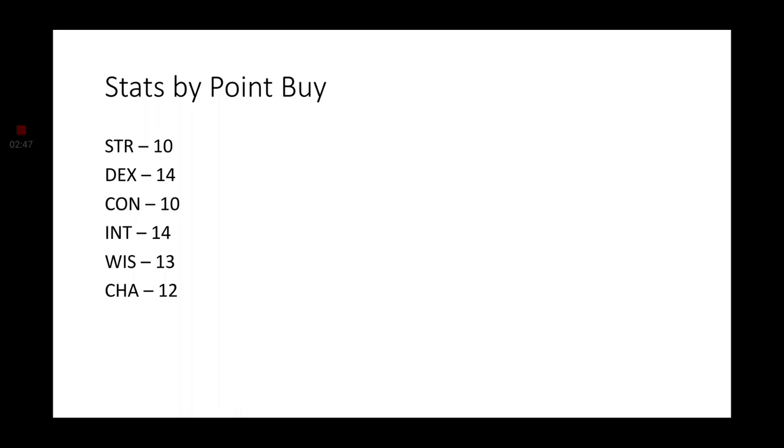We are making the Riddler as a playable Dungeons & Dragons character. So, let's go ahead and get into things. Around here, we use the point buy system for our stats. So, strength is going to be a 10, dexterity is going to be a 14, constitution is a 10, intelligence is also a 14, wisdom will be a 13, and charisma will be a 12.